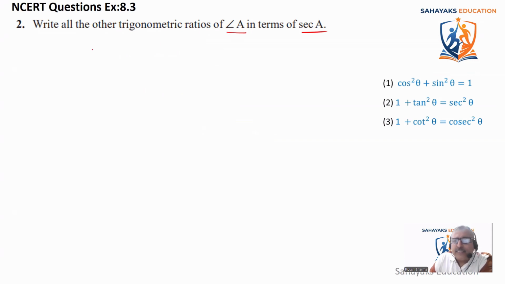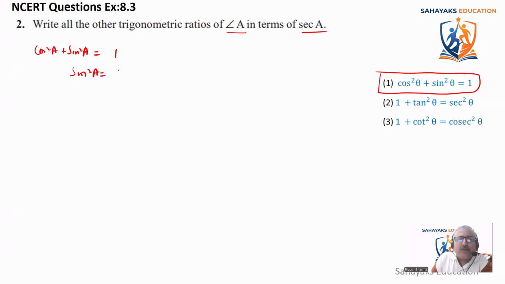So first I'll take the first one. Cos square A plus sin square A is equal to 1, right? So I'll write it as sin square A is equal to 1 minus cos square A. Okay, and I can write sin A is equal to square root of 1 minus cos square A. And what I'm going to do, I'm going to write it in terms of sec. So I'll say 1 minus 1 by sec square A, square root of it.